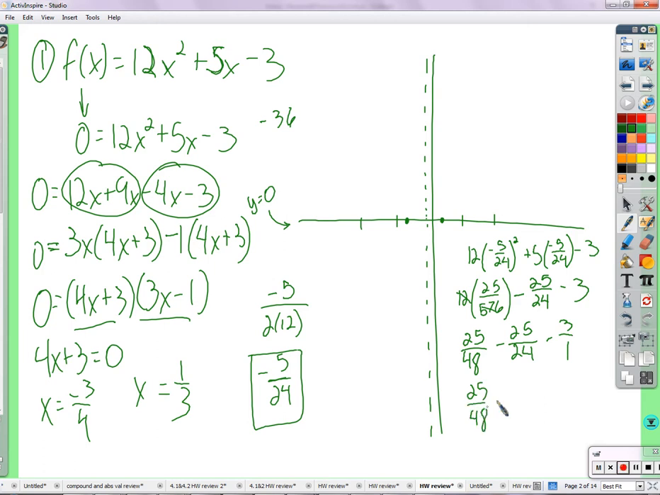48 minus 25, over 24, minus 3 over 1. So, common denominator. Negative 3 times 24, negative 72, over 48. We have a common denominator, add all the numerators together, what do we get? Negative 97 over 48. That's so cute.